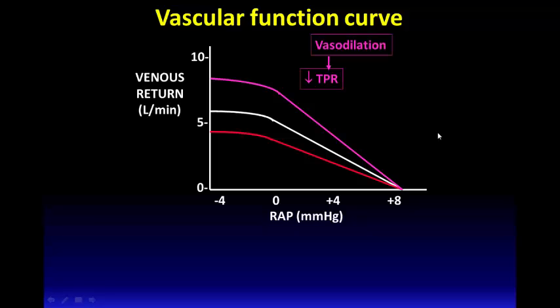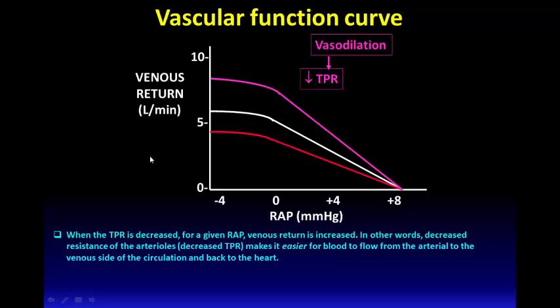However, when there is vasodilatation and the total peripheral resistance decreases as a result, for any given right atrial pressure, for any given central venous pressure, venous return is increased. In other words, decreased resistance of the arterioles decreases the total peripheral resistance, and it makes it easier for the blood to flow from the arterial to the venous side of the circulation and back to the heart.